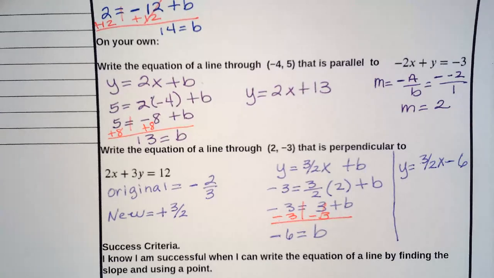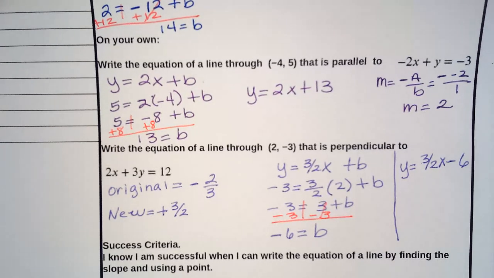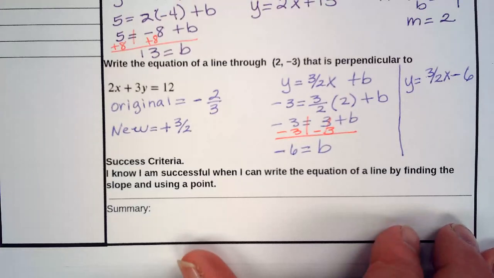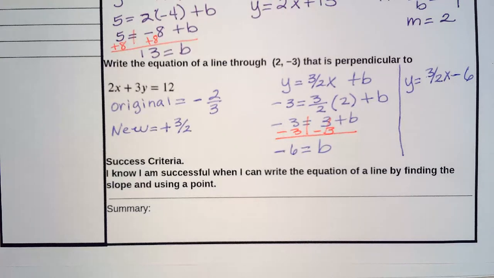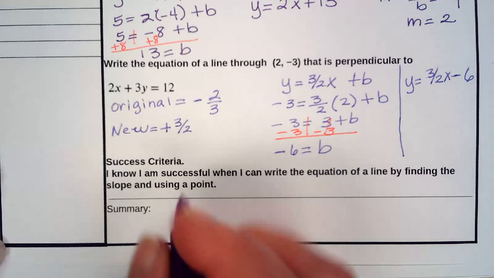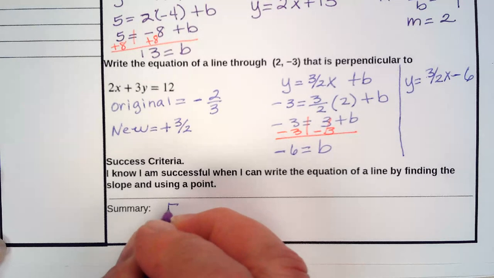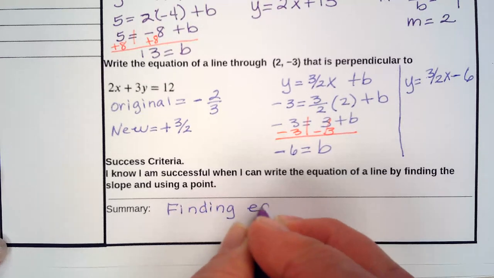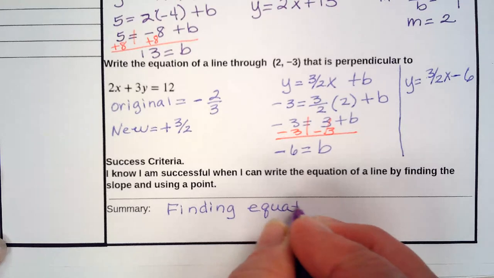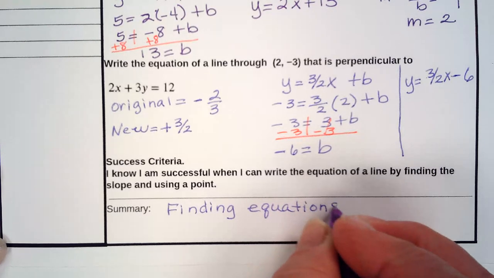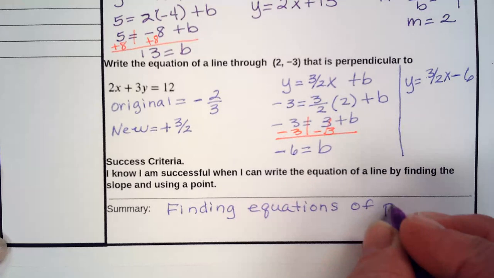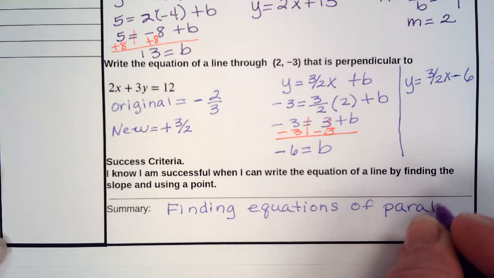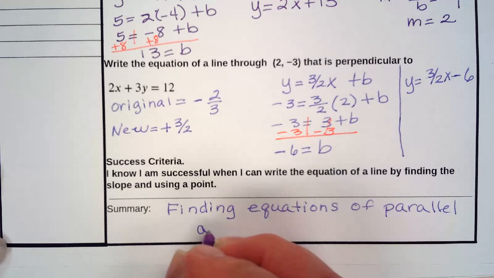Pause the video, watch it, think it through step by step, and get the process down. How do you know you're successful? You know you are successful when you can write the equation of a line by finding the slope and using a point. So, finding equations of parallel and perpendicular lines.